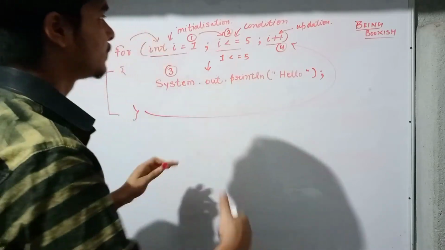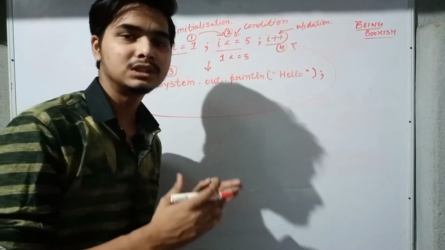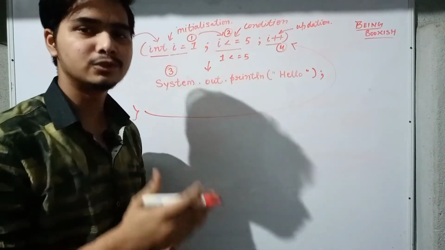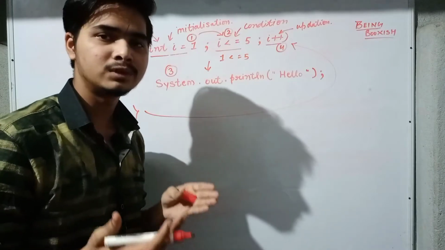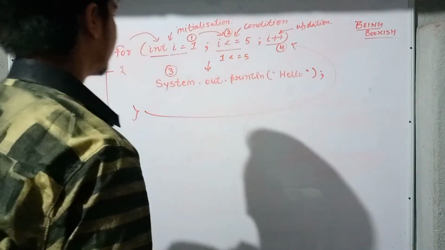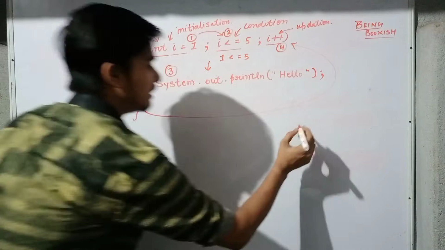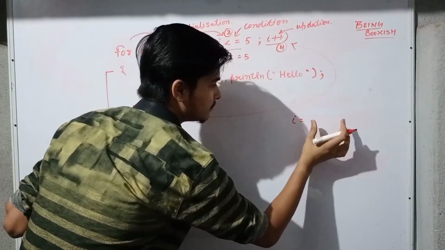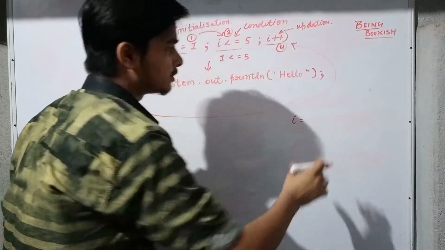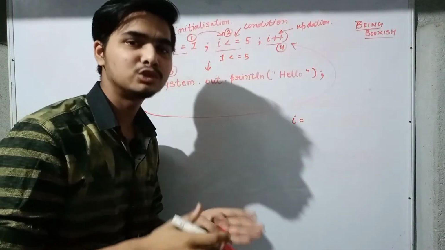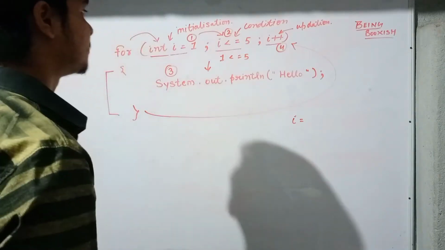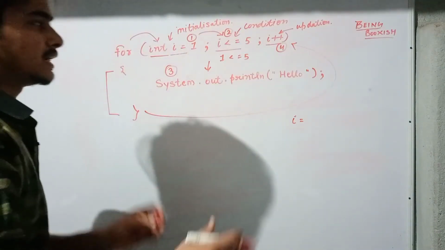Now let us evaluate how the for loop works in this example and what output we will get. First of all, let me write i here. Whatever the value of i is, I will note it down here, because as a beginner you need to do this so that you can understand. After that you will become the master of this. This is a very simple example. Now let us try to execute it.